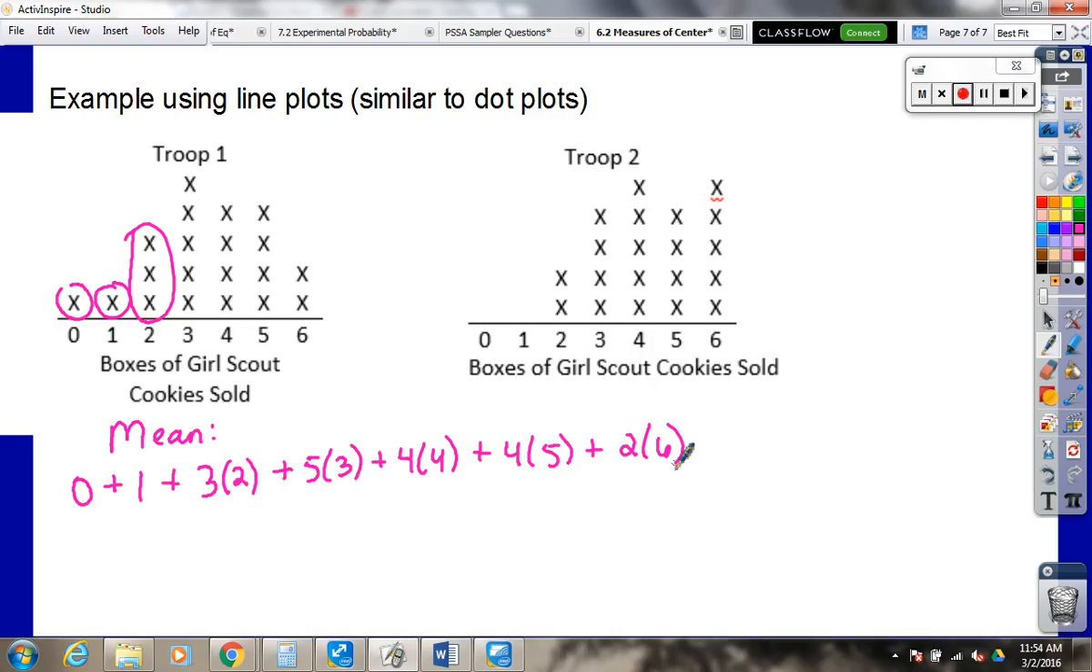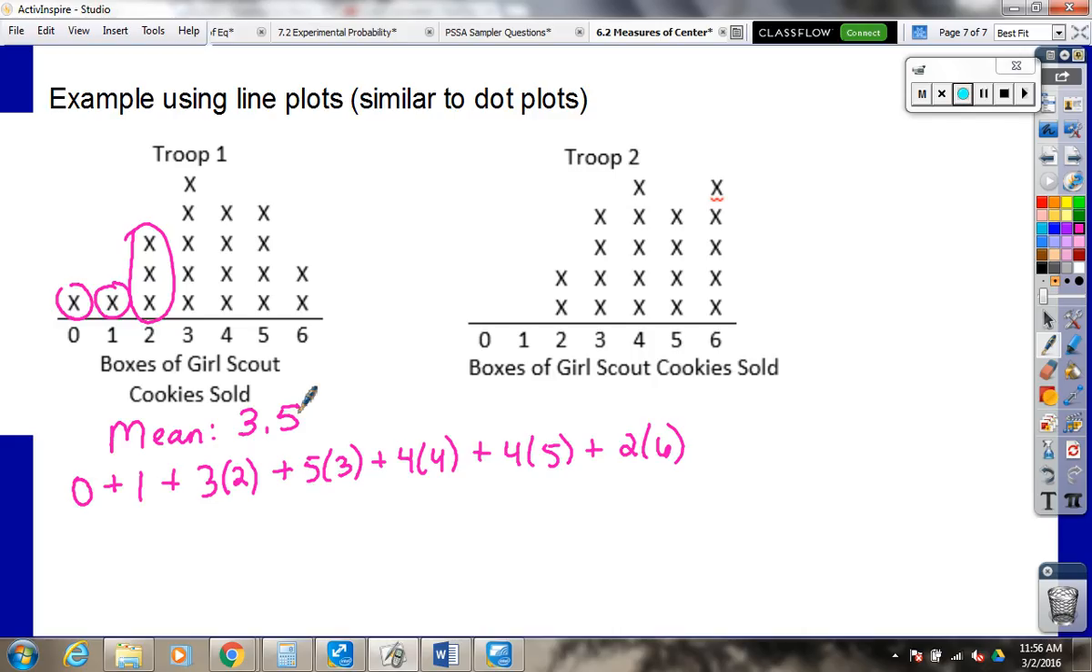Now, I'm going to give you a second to find the mean. Okay, so when we add all of this up and we divide by the total number of boxes, which is 20, we get a mean of 3.5. Now, if there's 20 boxes total, the median is going to be in between what 2 numbers? Between 10 and 11.